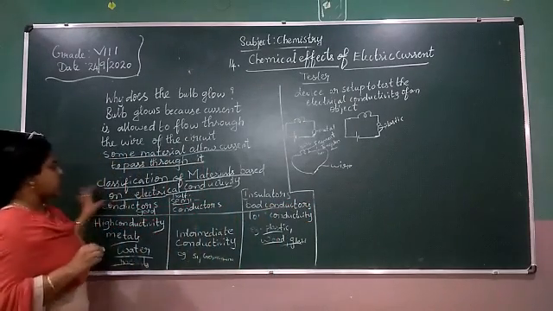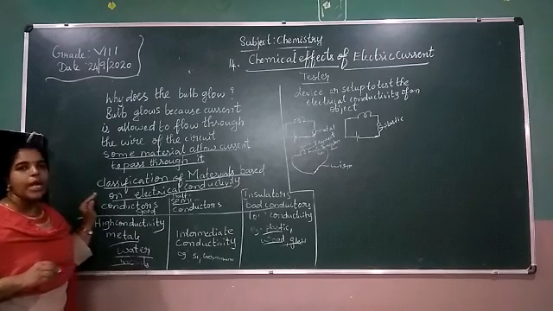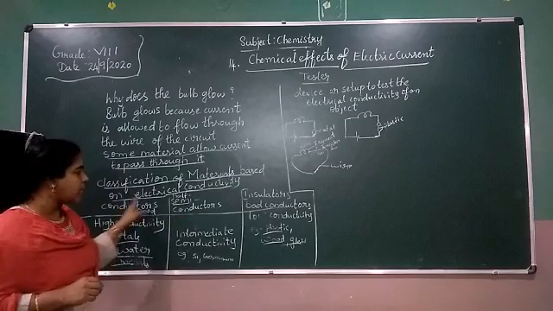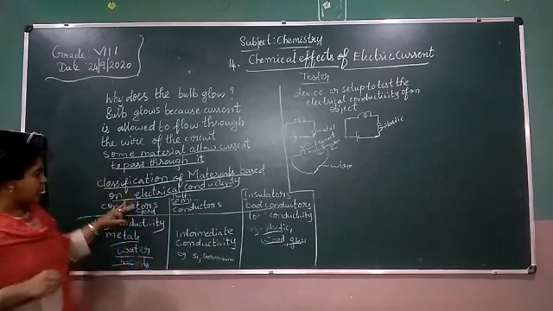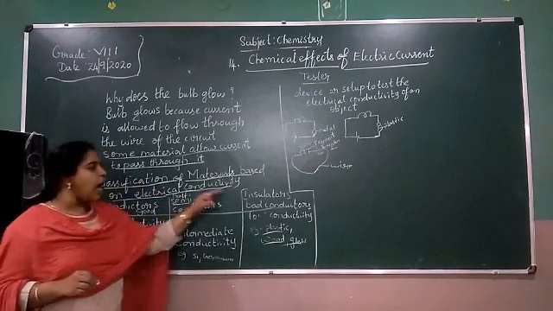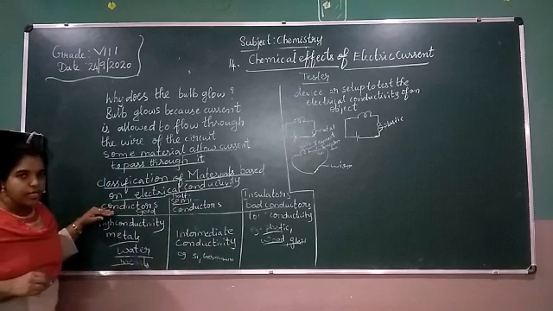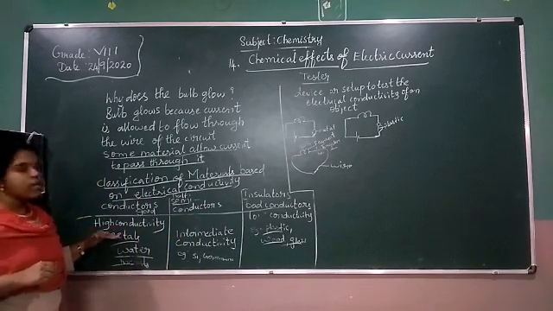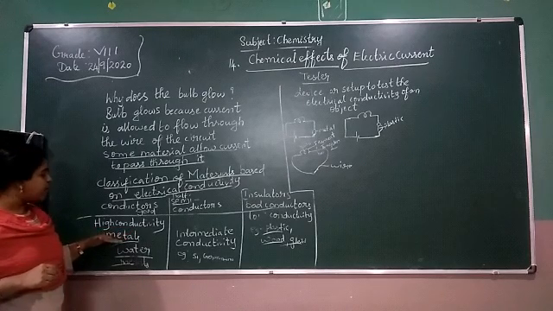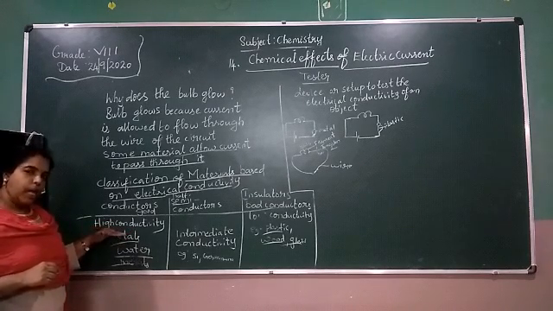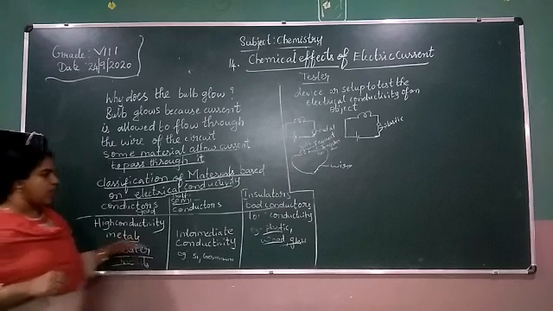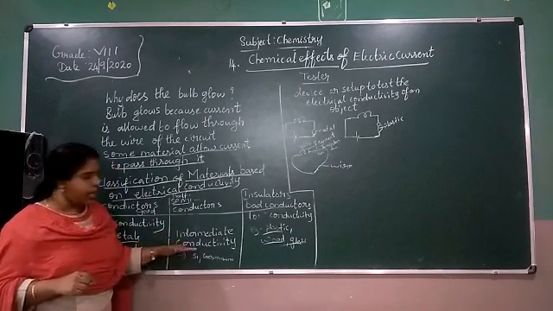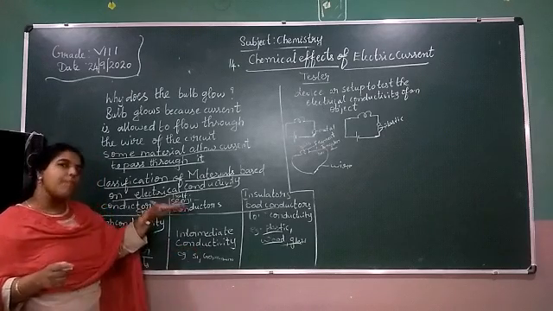So what is the classification of materials based on electrical conductivity? The three types are conductors, semiconductors and insulators. What are conductors? The materials which allow the current to pass through them are called conductors. They have high conductivity. Examples are metals and water. Semiconductors have intermediate conductivity. Semi means half.